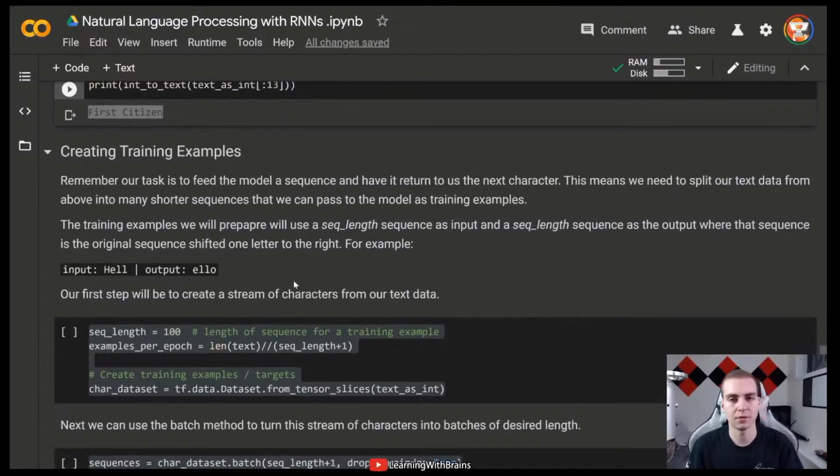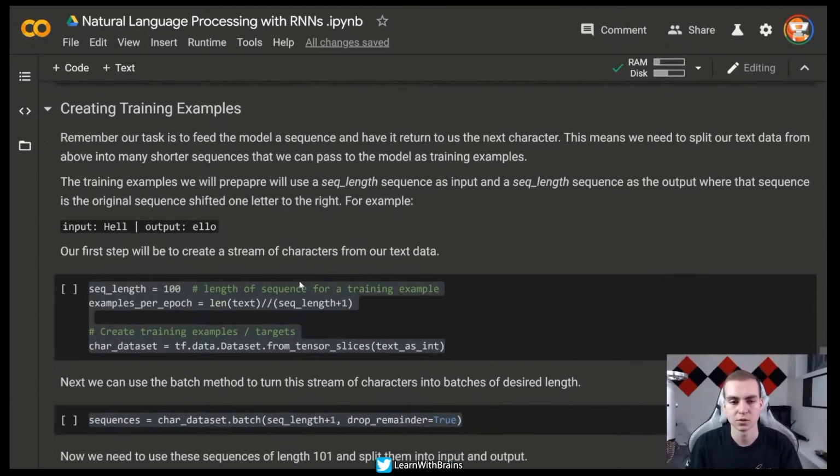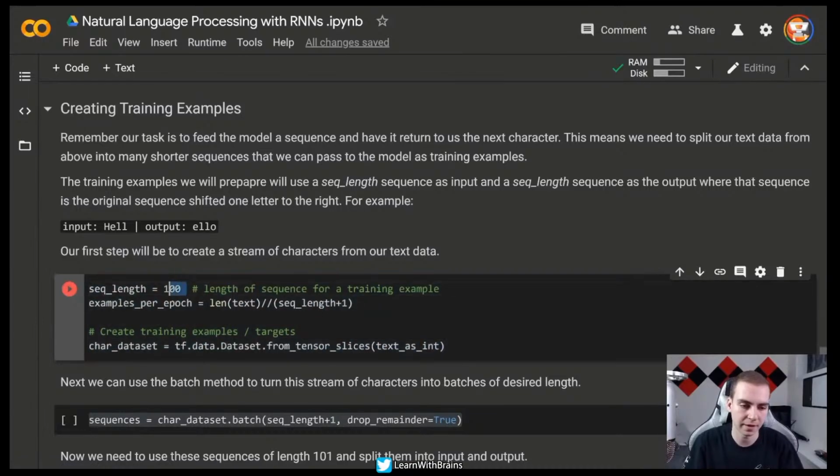Okay, so now that we have all of this text encoded as integers, what we need to do is create some training examples. It's not really feasible to just pass the entire 1.1 million characters to our model at once for training. We need to split that up into something meaningful. So what we're actually going to be doing is creating training examples where the training input, the input value, is going to be some sequence of some length. We'll pick the sequence length. In this case, we're going to pick 100.